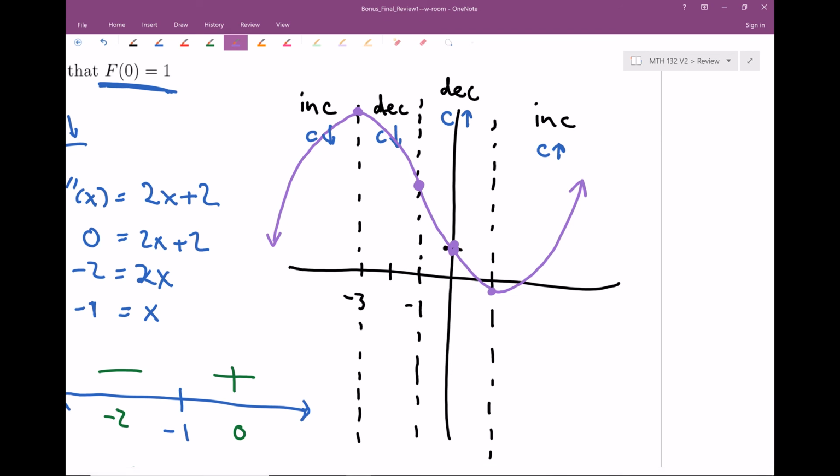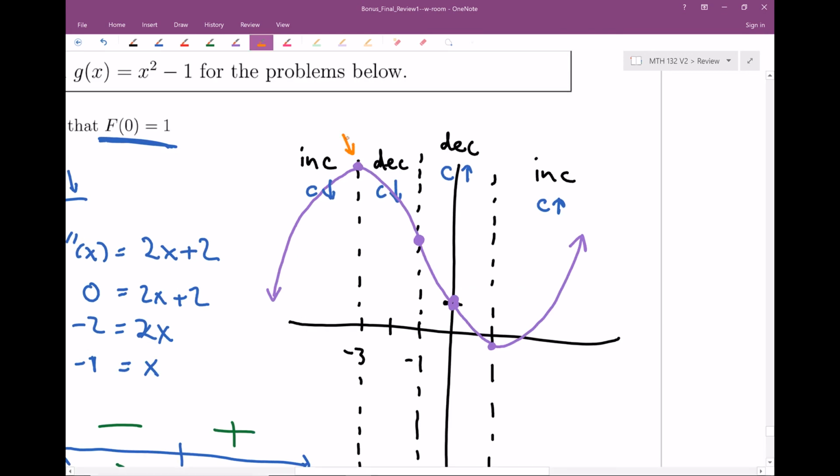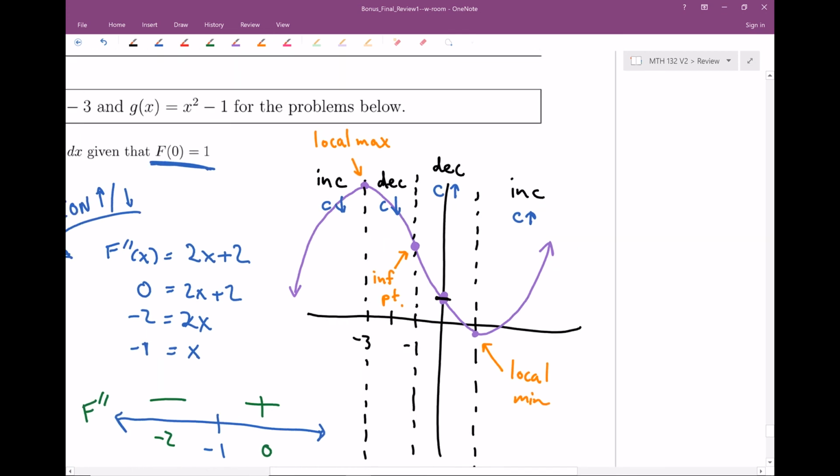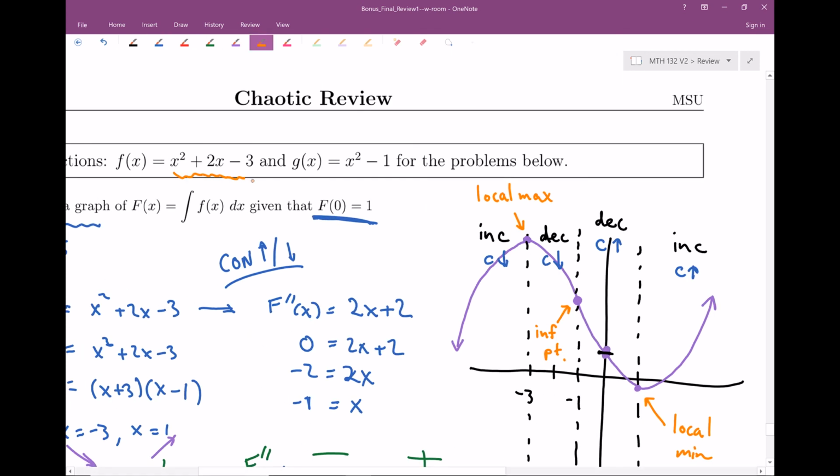So this is a rough sketch, and although it didn't specify it at all, from this sketch we could also identify some special points. For instance, at -3 we have a local max. Likewise, at -1 we switch concavity. It was concave down and now it's concave up, so this is an inflection point. And then finally, at 1 here, this is a local min, because it switches from decreasing to increasing. So we can even identify some of those special points. But this is now a rough sketch of capital F, the antiderivative of our function x squared plus 2x minus 3.